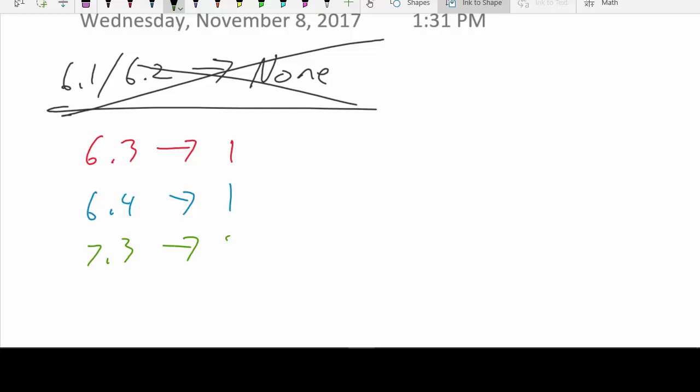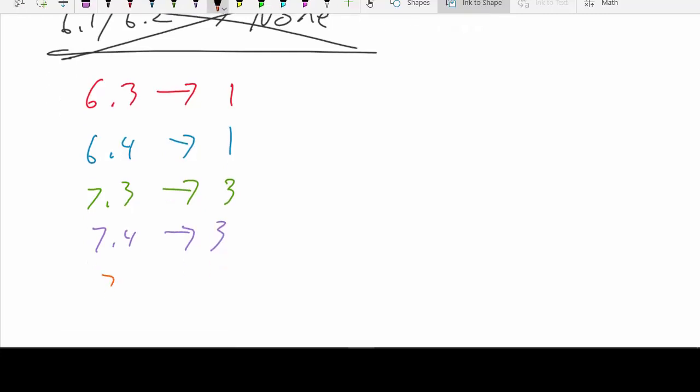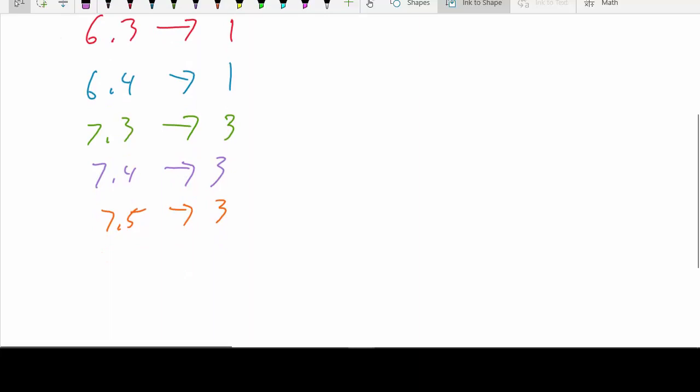So 7.3, usually I put about 3 of those. 7.4, I'll put about 3 of those. 7.5, what was 7.5? 7.5 was conditional probabilities. 3 of those, somewhere in there. And then finally, 7.6, everybody's favorite, Bayes theorem. And 2 of those.